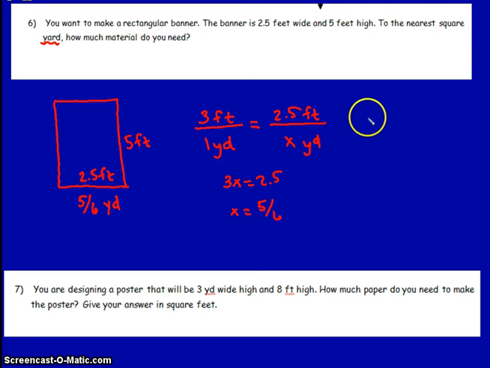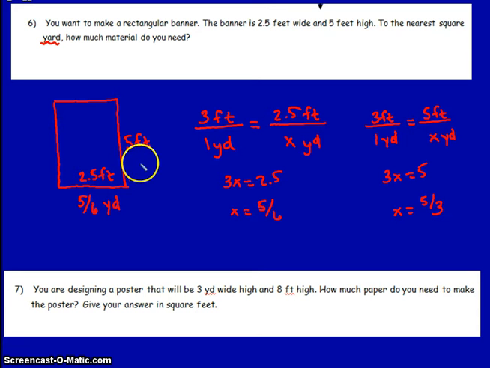And then I have to do the same thing with my length. So I know that 3 feet is 1 yard, and I have 5 feet that I want to know how many yards it is. So I have 3x equals 5, divide by 3, and I get x equals 5 over 3. So my unit in yards is 5 over 3 yards.